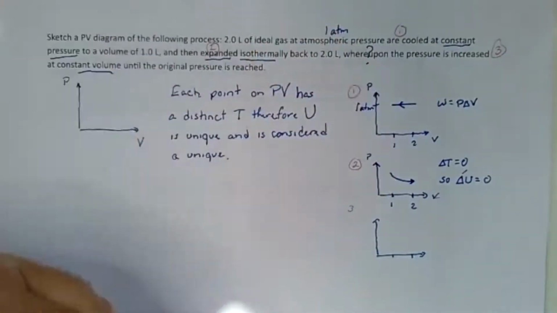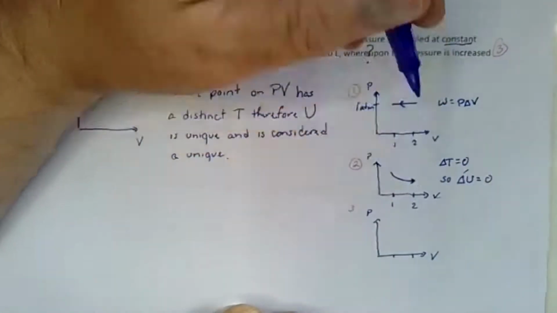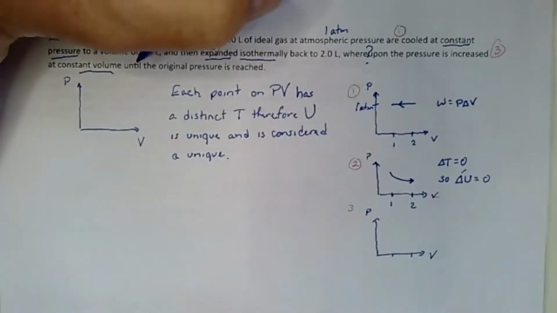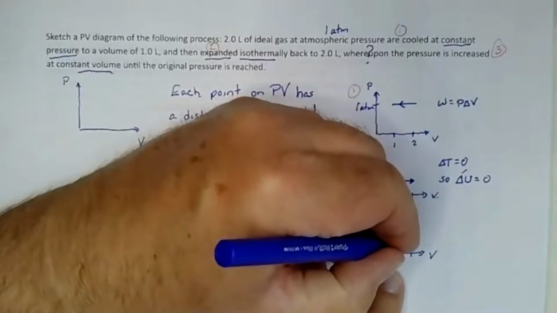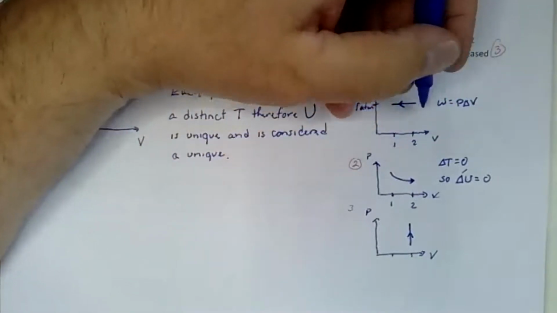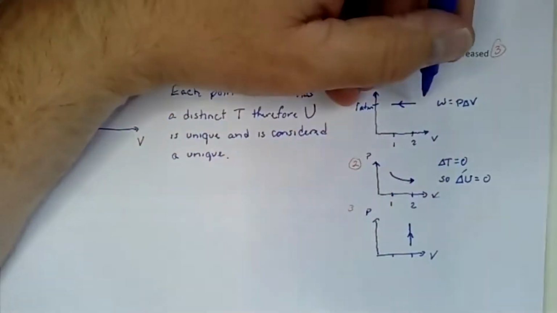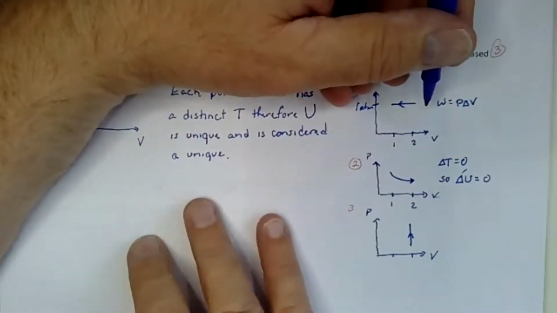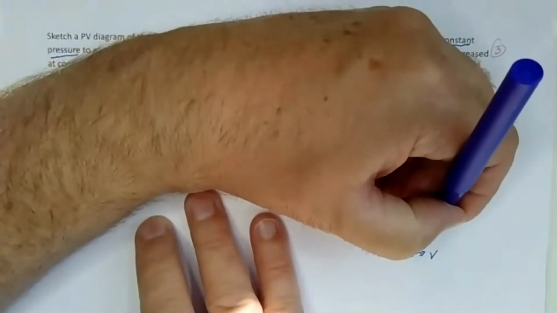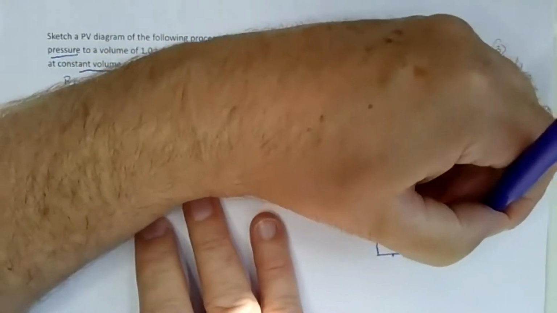All right, so for number 3, we have pressure and volume. We left off at 2 liters down low, and then it says the pressure is increased at constant volume until the original pressure is reached. So constant volume is going to look like this. Up here, we went from right to left, and then we swooped down, and now we're coming back to where our starting point is. Since it's constant volume, delta V is equal to 0, so work has to be equal to 0.